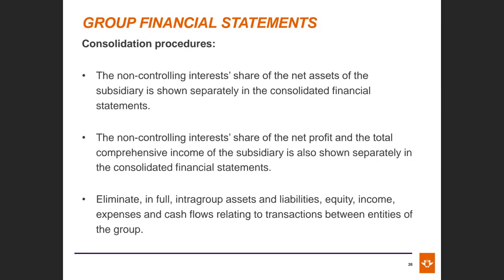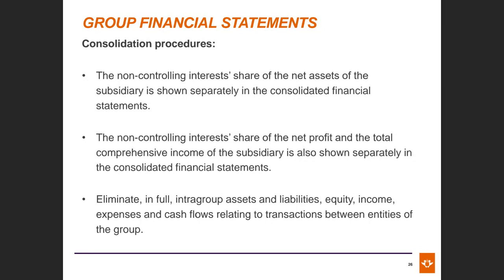The non-controlling interest share of the net profit and the total comprehensive income of the subsidiary is also shown separately in the consolidated financial statements. So we also need to show that the major portion of the profit will be attributable to the parent, but a small portion will be attributable to the non-controlling interest. And this needs to be shown in the consolidated financial statements.